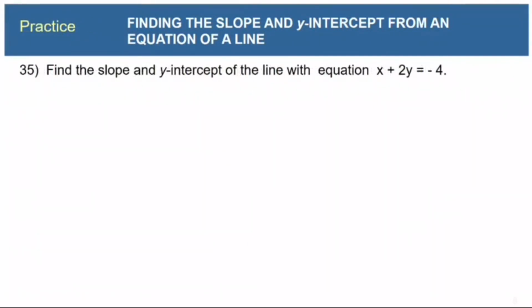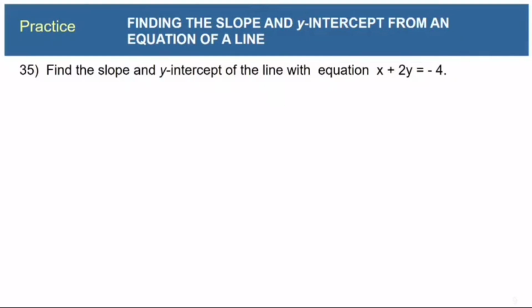Here is a practice one for you from the homework, very similar. The instructions say find the slope and y-intercept of the line with the equation x plus 2y equals negative 4. Pause the video and try this one on your own, and then we'll go through it together.